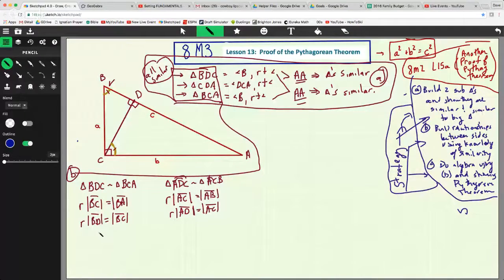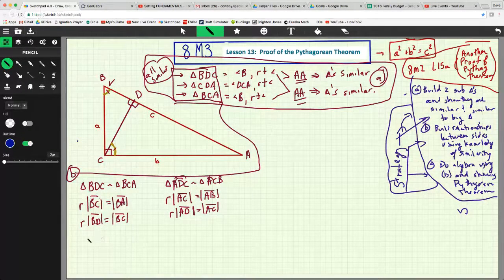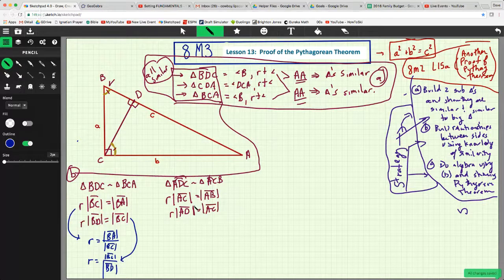I'm going to say, well, if R times this is this, then I can divide both sides by this length of BC. So we're going to say R is equal to the length of BA over the length of BC, and R is equal to the length of BC over the length of BD. Right? That's rearranging this one. And then I can set them equal to each other, because if R is equal to R, then the length of BA over the length of BC has got to equal the length of BC over the length of BD, because they both equal R.